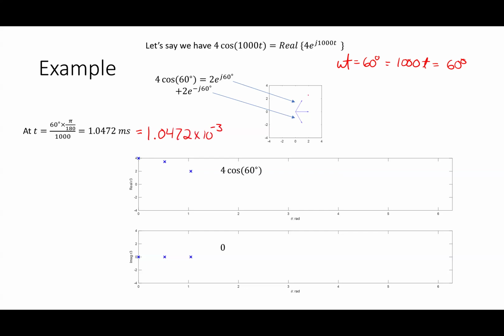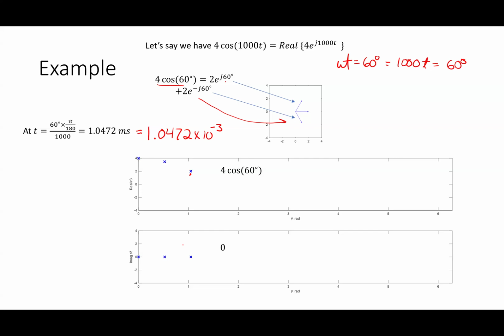All right. So what did I do? I said 4 cosine 60 is 2e to the j60 plus 2e to the negative j60, which I got from Euler's identity. And what am I showing? The top vector, the vector in the first quadrant, is 2 angle 60. The one in the fourth quadrant is 2 angle negative 60. The summation of them is 4 cosine 60 degrees, which is entirely real. So what I'm showing is the real part is here, the imaginary part is 0.